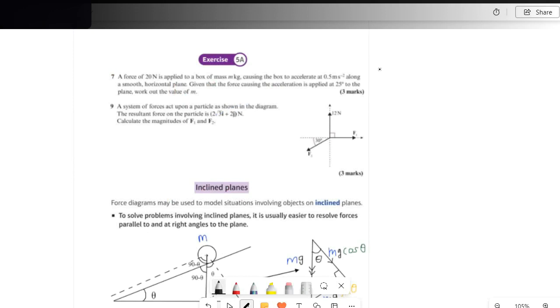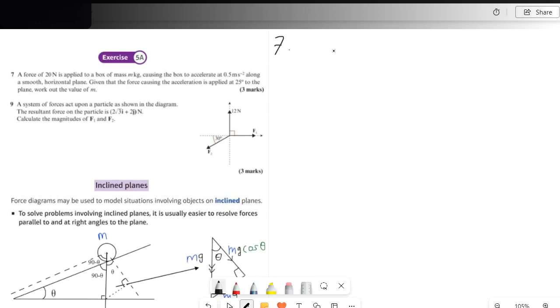Now let's move on to some exercises from the book. From exercise 5a, we have number 7. A force of 20 newtons is applied to a box of mass m kg, causing the box to accelerate at 0.5 meters per second squared along a smooth horizontal plane. Given that the force causing the acceleration is applied at 25 degrees to the plane, work out the value of m. For number 7, let's first draw the situation.